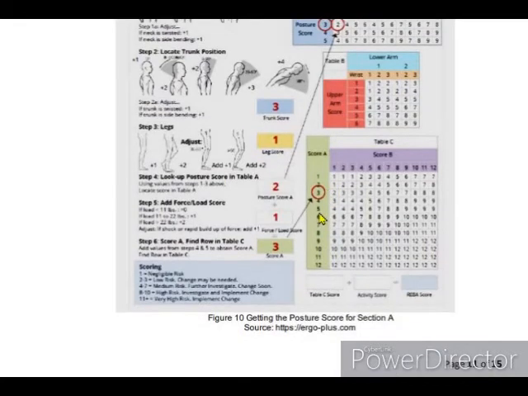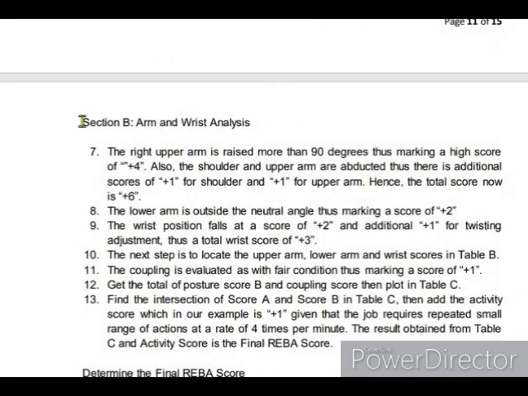Okay? Next, section B naman, arm and wrist analysis. So, the right upper arm is raised more than 90 degrees. So, more than 90 degrees, guys, kaya high score siya. Okay? +4. Also, the shoulder and upper arm are abducted. Thus, there is additional scores of 1. So, ibig sabihin, abducted, guys, malayo dun sa center ng body.